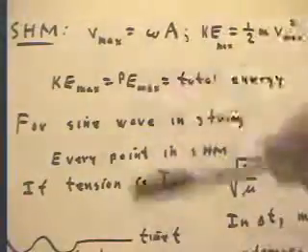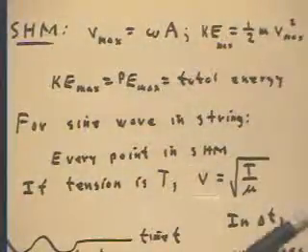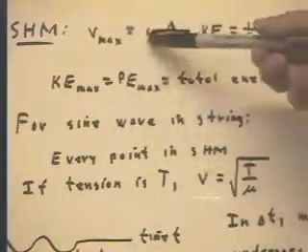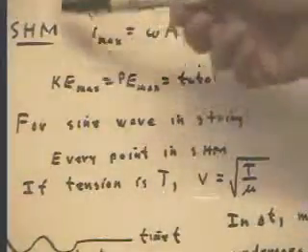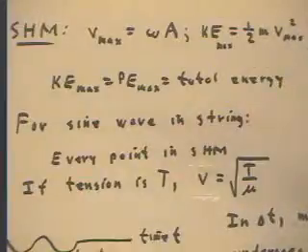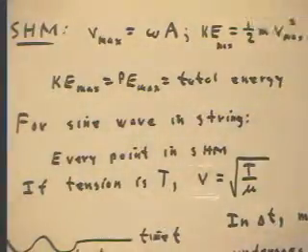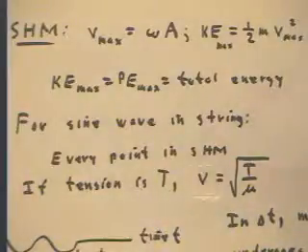You should recall that for a simple harmonic oscillator, the maximum velocity is omega times the amplitude, assuming that we have the standard equation, that is, the position or the displacement from equilibrium is A times the sine or cosine of omega t.